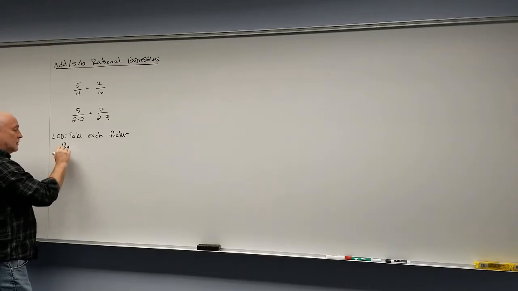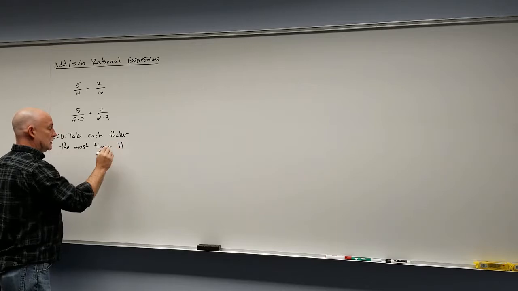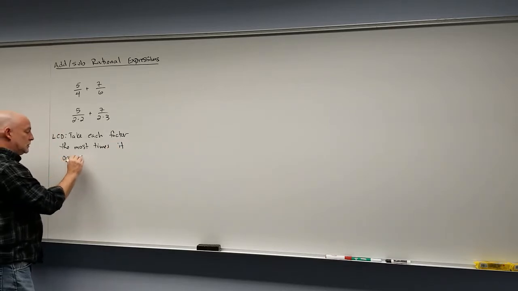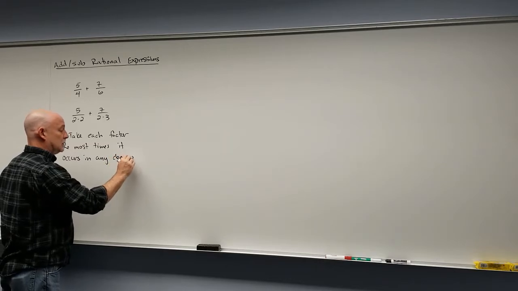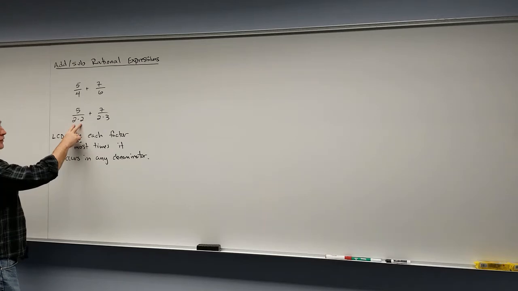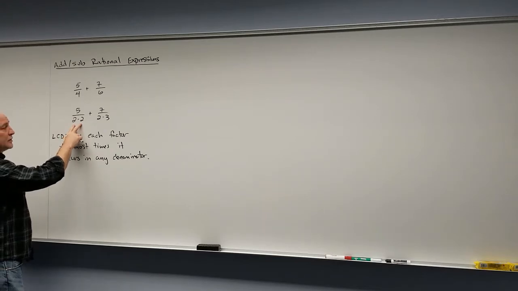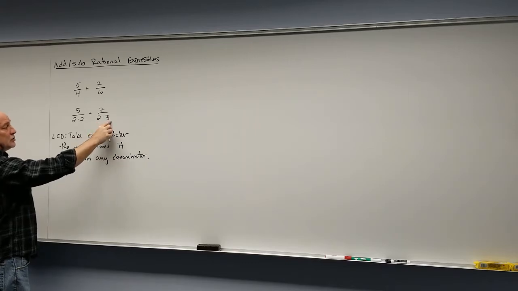factor the most times it occurs in any denominator. All right, so what do I mean by this? If we look at the first denominator, there are two factors here, a 2 and a 2. And in this denominator, we have two factors also. We have a 2 and a 3.